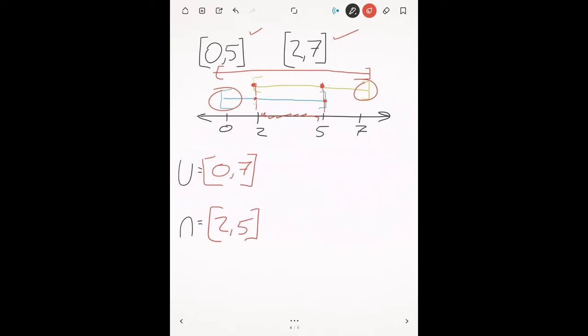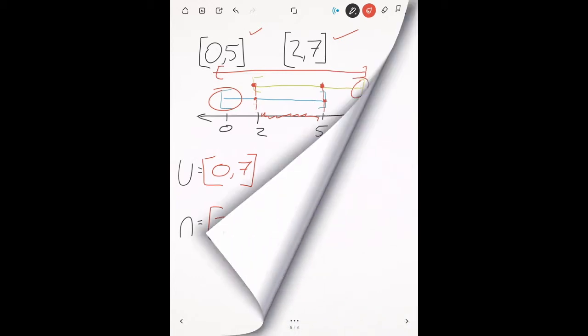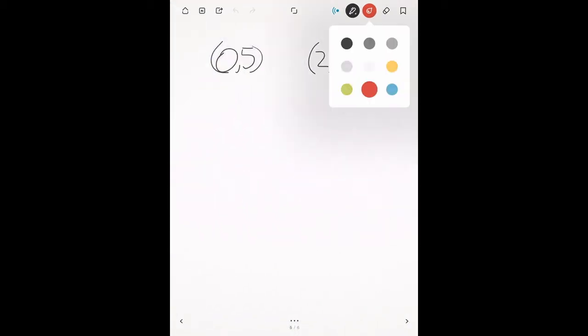The big takeaway from this is the union is everything. Graph the inequalities, or graph the intervals, and you'll see the union is everything from the lowest end to the highest end, every number that's covered by one of these green or blue lines. The intersection is where the two lines overlap. That is the best way of visualizing union and intersection. Let's go ahead and try another example.